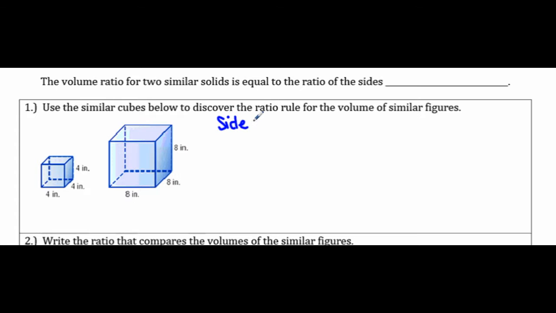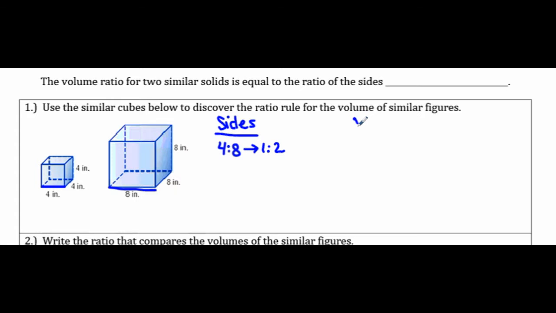So if I look at, let's say, the length here, length, width, height are all the same for a cube, right? We have the length in the smaller solid is 4, and then in the larger solid is 8. So the ratio is 4 to 8. Now, we want to reduce this down, otherwise we're not going to discover what the pattern is. So 4 to 8 reduced down to lowest terms is 1 to 2. So this is the ratio of the sides, 1 to 2.